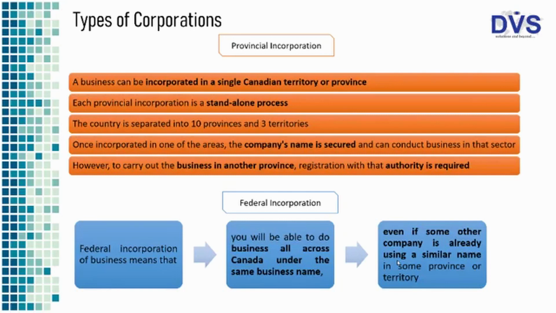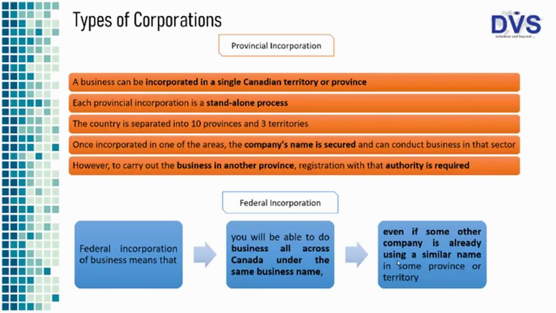The country is separated into 10 provinces and 3 territories. Once incorporated in one of the areas, the company's name is secured and it can conduct business in that sector. However, to carry out business in another province, registration with the other provincial authority is required. So it is not like you can set up one company in one province and do business in all the other 10 provinces.